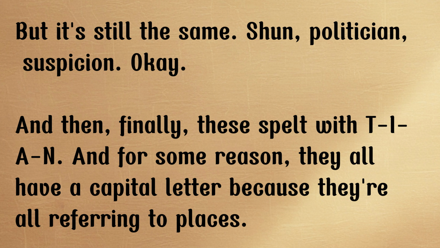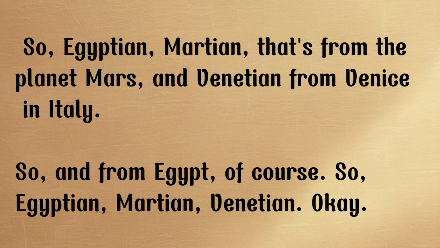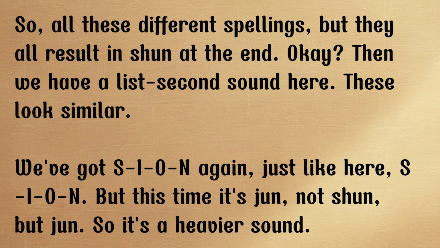But it's still the same. Shun, politician, suspicion. And then finally, these spelt with TIAN. And for some reason, they all have a capital letter because they're all referring to places. So, Egyptian, from Egypt, of course, Martian, that's from the planet Mars, and Venetian from Venice in Italy. Egyptian, Martian, Venetian. So, all these different spellings, but they all result in shun at the end.